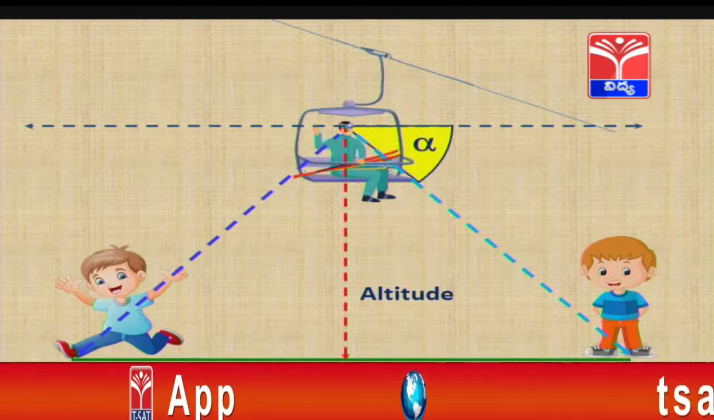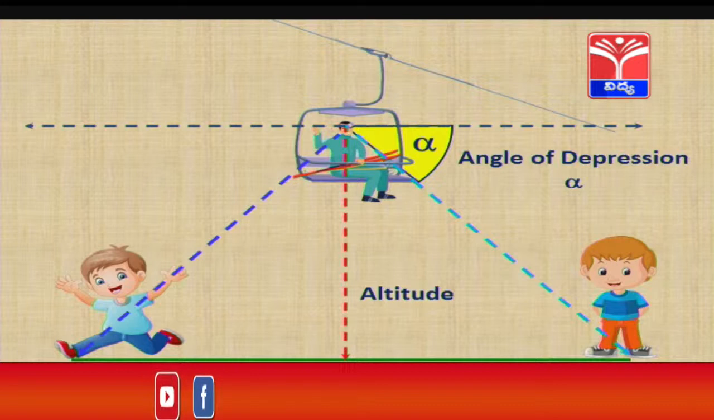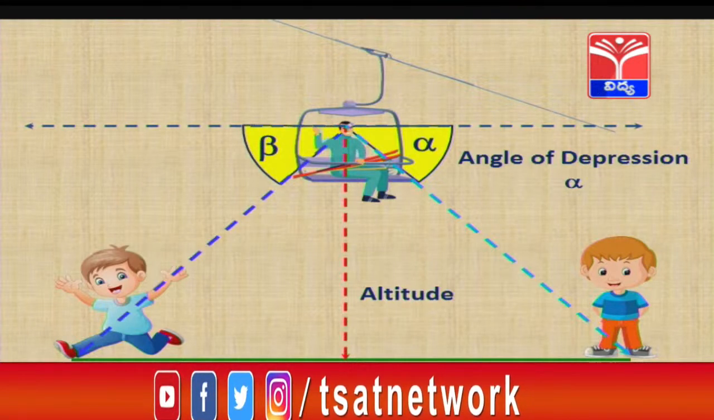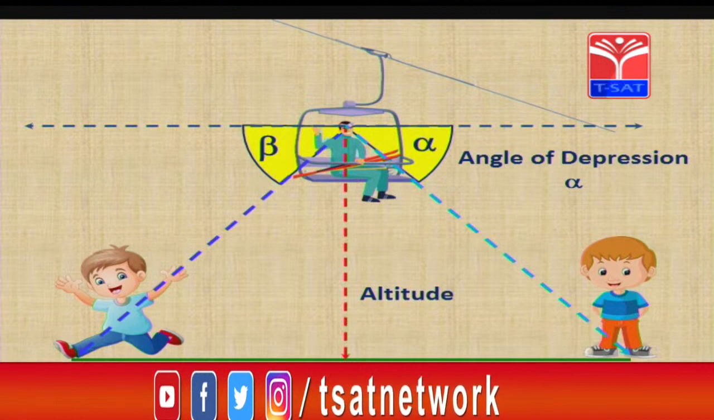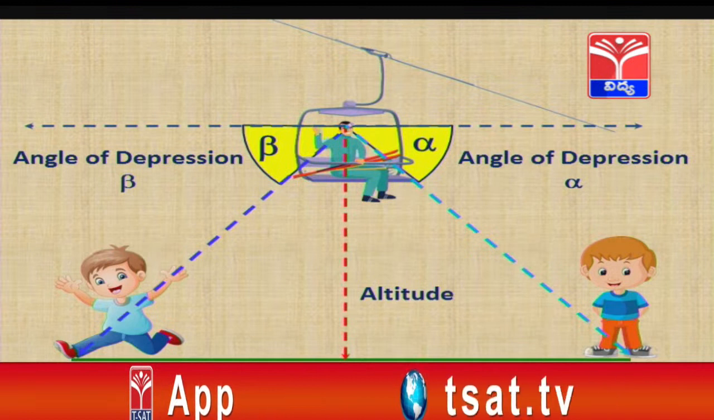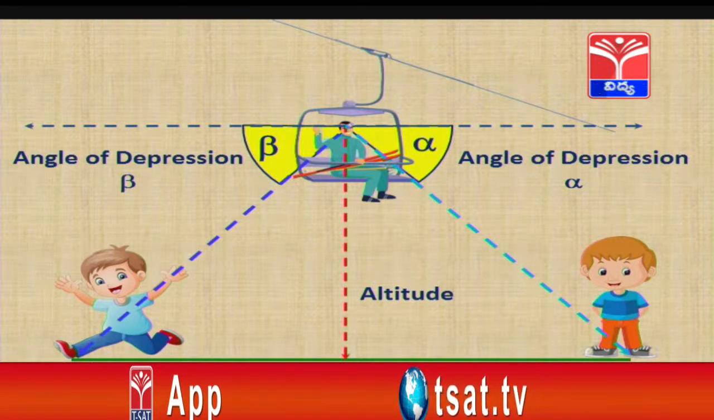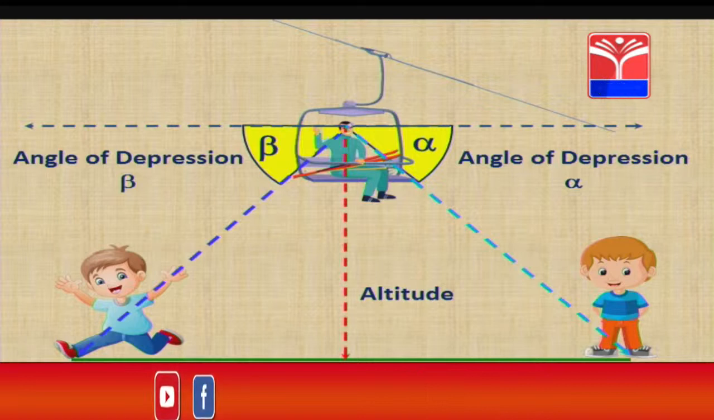So instead of theta, I will call this angle alpha, and you will be calling this one the angle of depression alpha. One more angle is there, I will call it angle beta, is it right? So this is also an angle of depression. When you observe, you are going to find the horizontal line as well as the base both are parallel to each other.